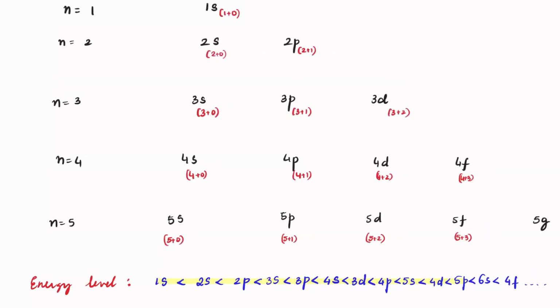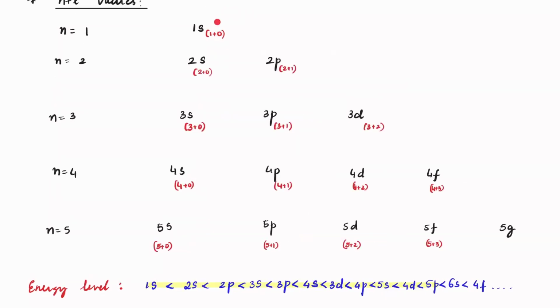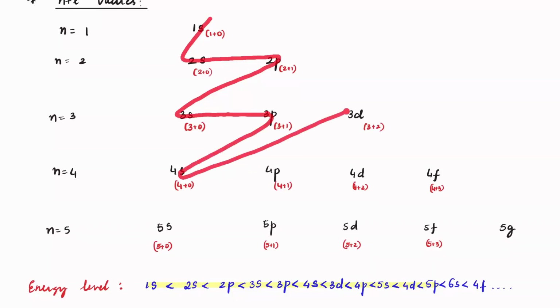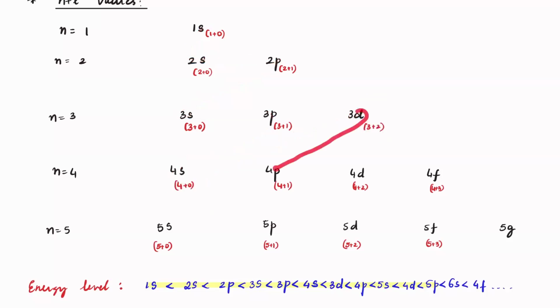Now go one by one here. n equals 1 has the lowest energy. Then 2s, then 2p, then 3s, then 3p. Then we have 4s, then 3d. It is not directly going to 4p. You can check it based on the n plus L value. Why? 4 plus 0 here and 3 plus 2 here. So 4 plus 0 has the lesser n value, and therefore 4s has to be filled first. Then only it will go to 3d, and from 3d it will go to 4p.